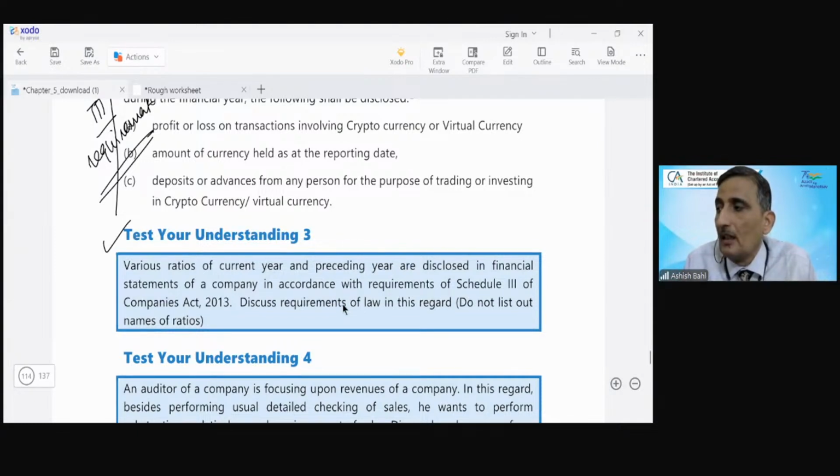Yes, Dilip, you are right. Give explanation about numerator and denominator of ratios. Amit, yes, you are also right. There is one more point. So in papers, you would be getting marks on the basis of relevant correct points answered by you. Yes, Dilip, now you are right. Give explanation about reasons if the ratio have changed by more than 25% as compared to preceding year. So both things have to be given.